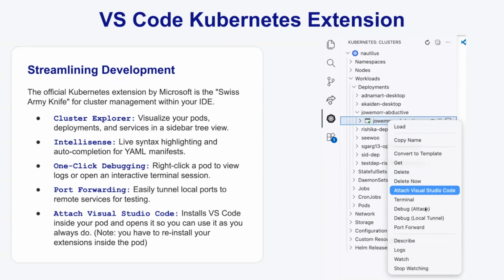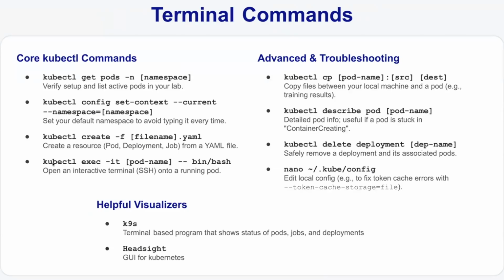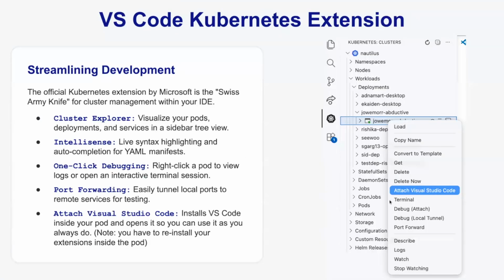So the benefit is when you attach Visual Studio Code, it pretty much runs this command, kubectl exec -it pod name -- /bin/bash. So you don't have to deal with it. You just attach Visual Studio Code and you're done.